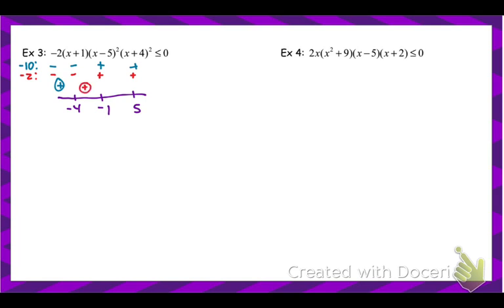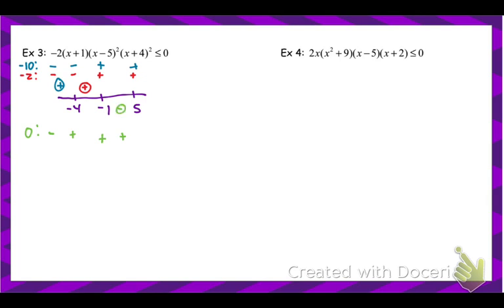All right, let's go to the next one. Something in between -1 and 5, like 0. Okay, I still have that negative. 0 plus 1 is positive. 0 minus 5 is negative, but a negative squared is positive. And 0 plus 4 is a positive. Negative times positive, positive, positive, overall is negative.